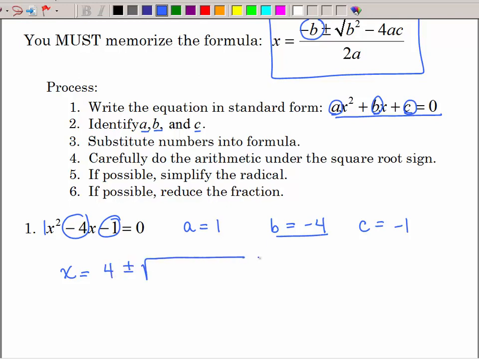Then plus or minus the square root, b squared. Now I'm going to go ahead and square negative 4, and when you square something negative, it's positive. Then minus 4 times a times c. I'm not going to do that arithmetic until the next step. Divided by 2 times a. After this, it's just arithmetic.